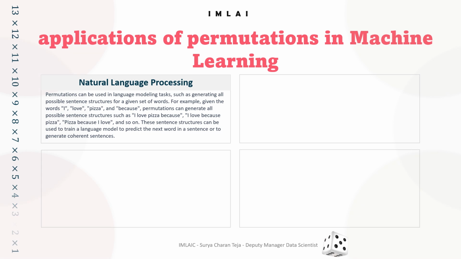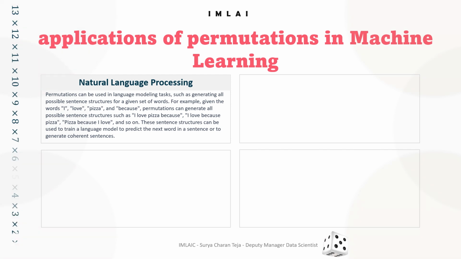For example, given the words I, love, pizza, and because, permutations can generate all possible sentence structures such as I love pizza because, I love because pizza, pizza because I love, and so on. These sentence structures can be used to train a language model to predict the next word in a sentence or to generate coherent sentences. That's where a permutation comes in handy when we deal with natural language processing.